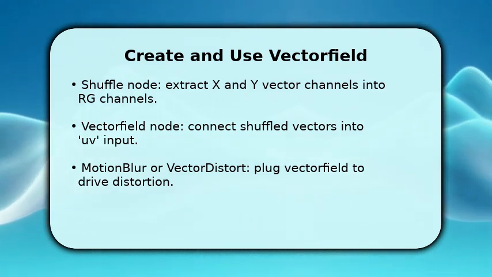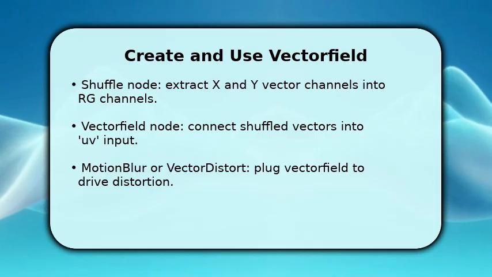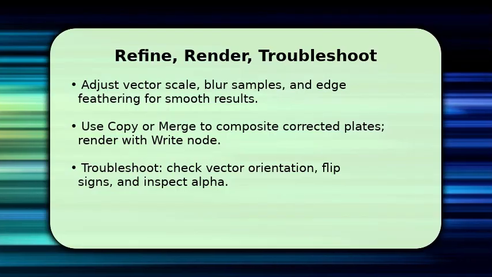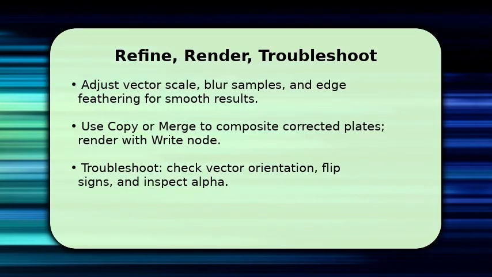Finish by refining strength and filtering. Tweak vector field scale and vector distort blur samples to remove jitter, and use a bilateral or temporal blur on the vector pass when needed. Then composite corrected elements over the plate and lock final settings before rendering with a write node.